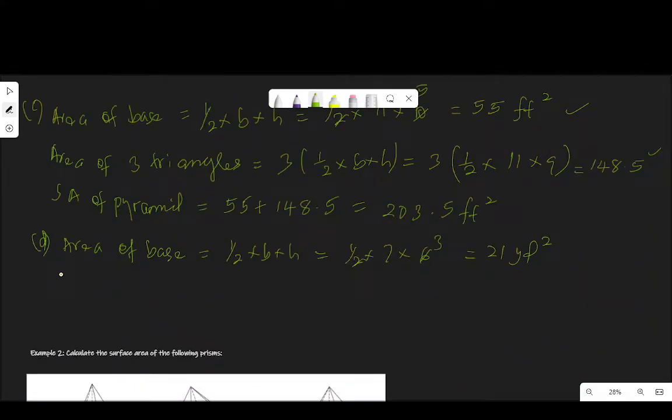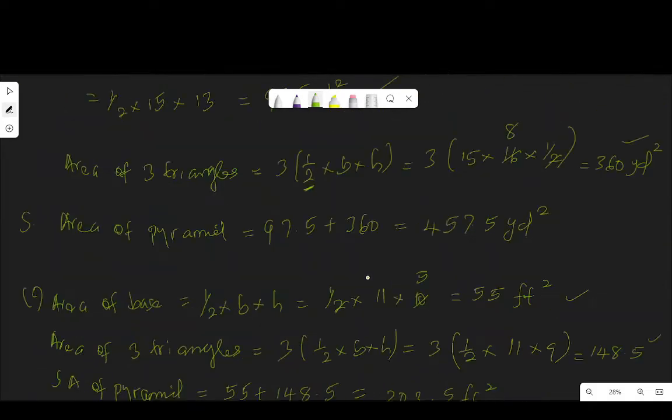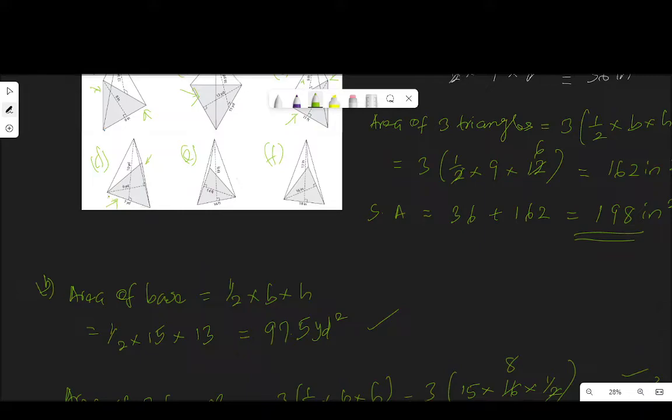The area of the three triangles is 3 times half times base times height, which is 3 times half, 7 and 10. I think that was the dimension there. Yes, 7 and 10. Okay.